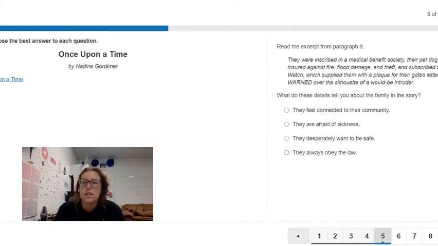They desperately want to be safe. This is a good answer because it's overencompassing. They want to be safe from any natural disaster. They have a dog for intruders. They have signs, they have locks. So overarchingly, they definitely desperately want to be safe. So that is the correct answer.